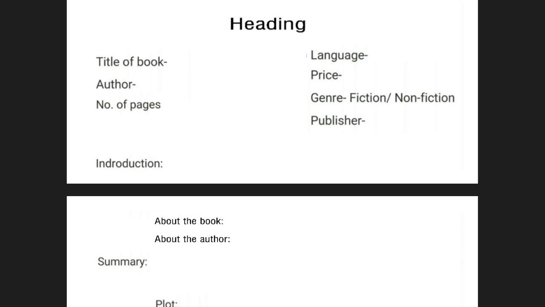Then on top, in 2 side by side rows, you have to write the title of the book, author, name of the author, number of pages the book has, language, price, then genre. Genre means fiction, non-fiction, whatever kind of book it is. So you have to mention that, the name of the publisher. So this comes on top. Immediately after the heading, you need to write these things.